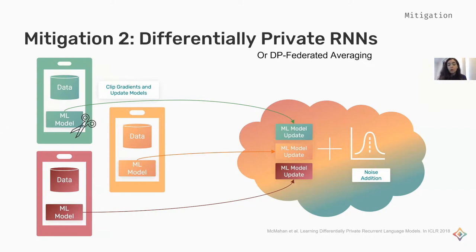Now, once the central model has been updated, it's sent back to all the devices where they continue their training on the user data. In this scheme, since each user is training their own model and the updates are clipped for each user, user-level privacy is achieved, as opposed to the prior work, DP-SGD, which targeted example-level privacy.